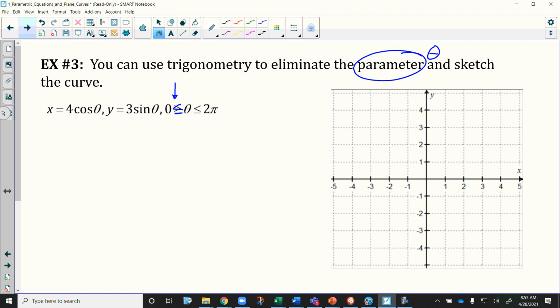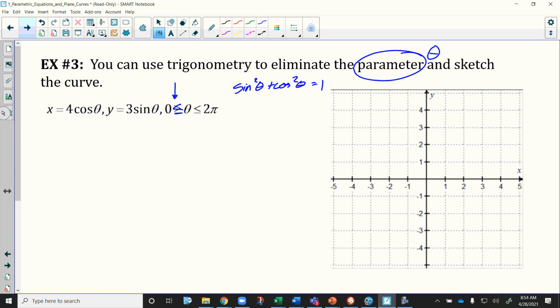If you recall, the most basic trig identity, of course, is sine squared of theta plus cosine squared of theta is equal to 1. If we can come up with something that looks like that, or create that trig identity somewhere, then because it would equal 1, we could successfully eliminate the theta parameter from this set of parametric equations.